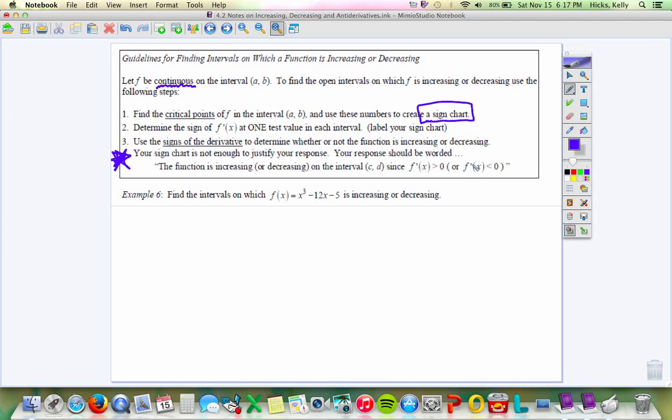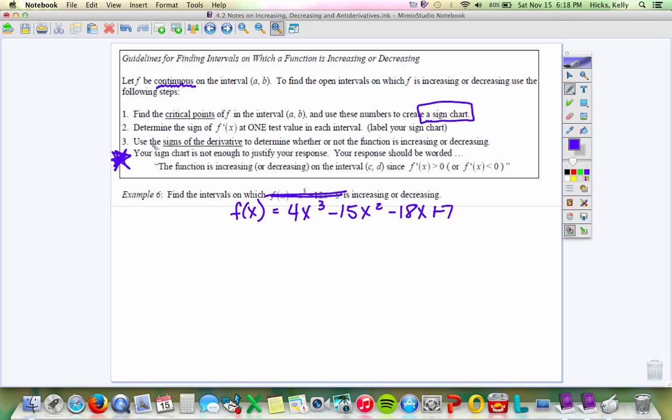Okay, so let's look at the first example here. Find the intervals on which x cubed minus 12x minus 5 is increasing or decreasing. Is this the same example that you have on your paper? Because I'm going to change this. I believe what I have on my paper is the same thing you have: 4x cubed minus 15x squared minus 18x plus 7. So let's use that instead, because I think it's the one that you have.